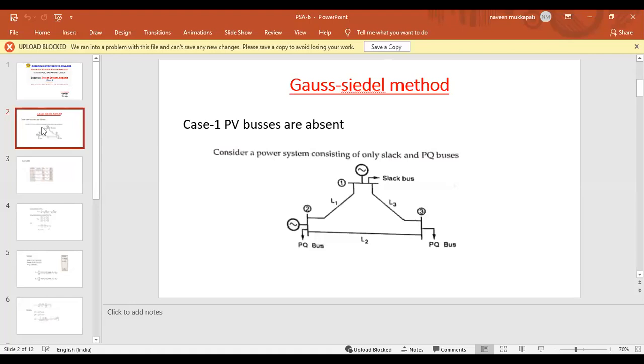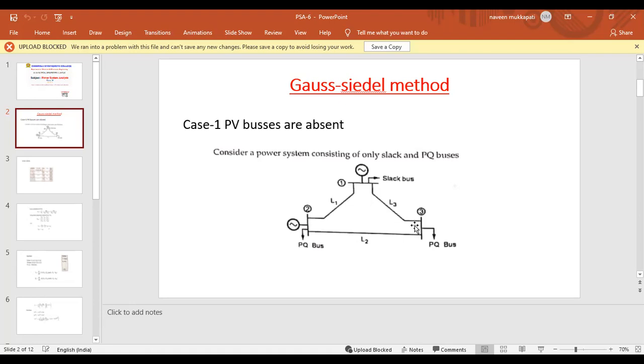Gauss-Seidel method. In that we have two cases. Case 1, the PV buses are absent. Only the PQ buses and the slack bus are present. Consider a power system with the slack bus and PQ buses, and the PV bus is absent. We have 3 buses: bus 1, bus 2 and bus 3. Line 1 is between bus 1 and bus 2, line 2 is bus 2 to bus 3, and line 3 is bus 1 to bus 3.